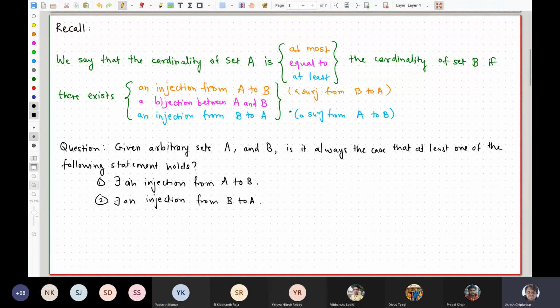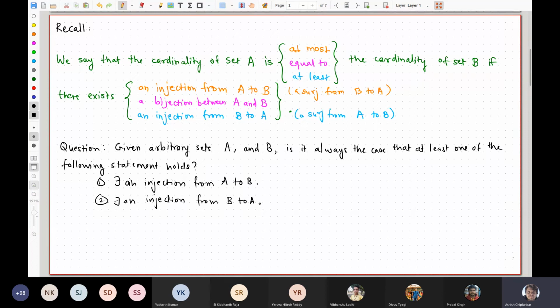The question is really asking, can we always compare the cardinalities of two sets, or could it be the case that you have two sets but you just can't compare their cardinalities because there neither exists an injection from A to B, nor does there exist an injection from B to A? I must admit this question never came to my mind so far. I did a little bit of search, and it's not trivial to answer this.